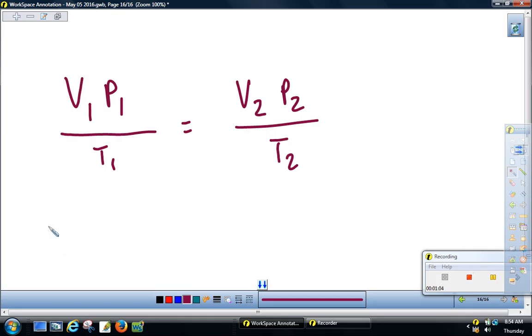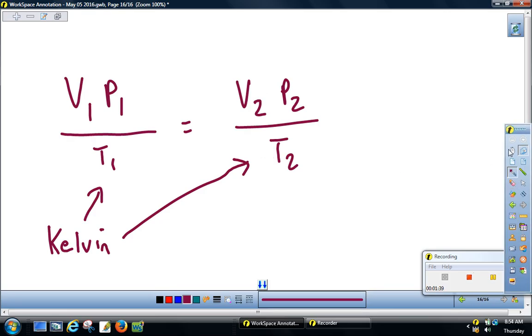Alright, again, I always like to provide tips. You have to use Kelvin. Pressure you can use any unit, but the pressure has to be the same on both sides. Volume, once again, use any unit. It could be liters, milliliters, cubic centimeters. But whatever you use on one side, you have to use on the other side. So you might have to do some conversions to get the same unit for volume on both sides, or pressure, or temperature. Alright, so let's look at a problem here.